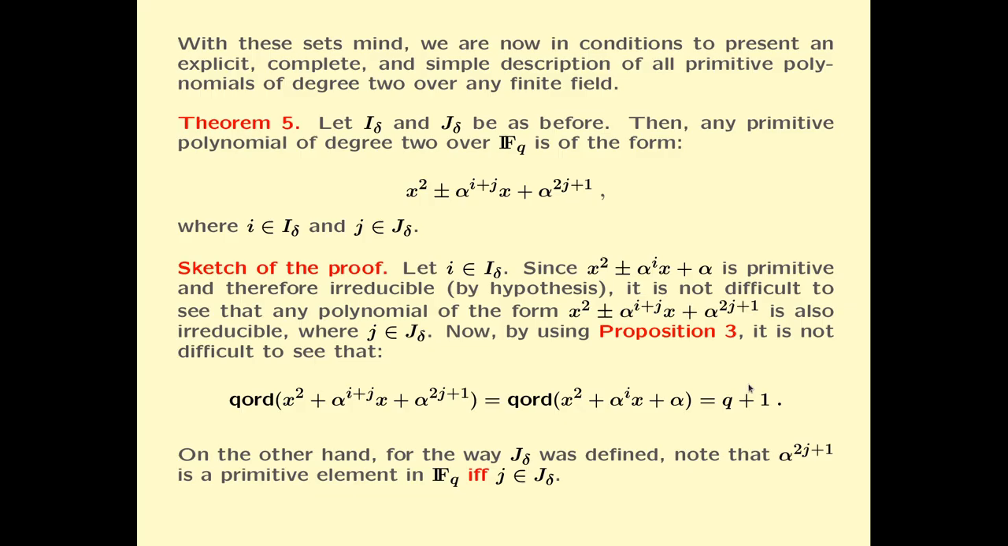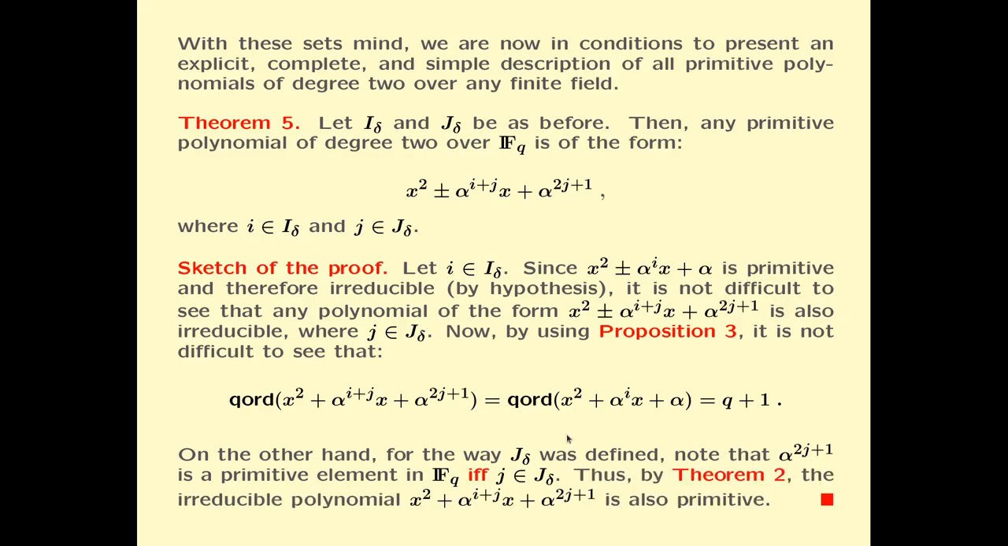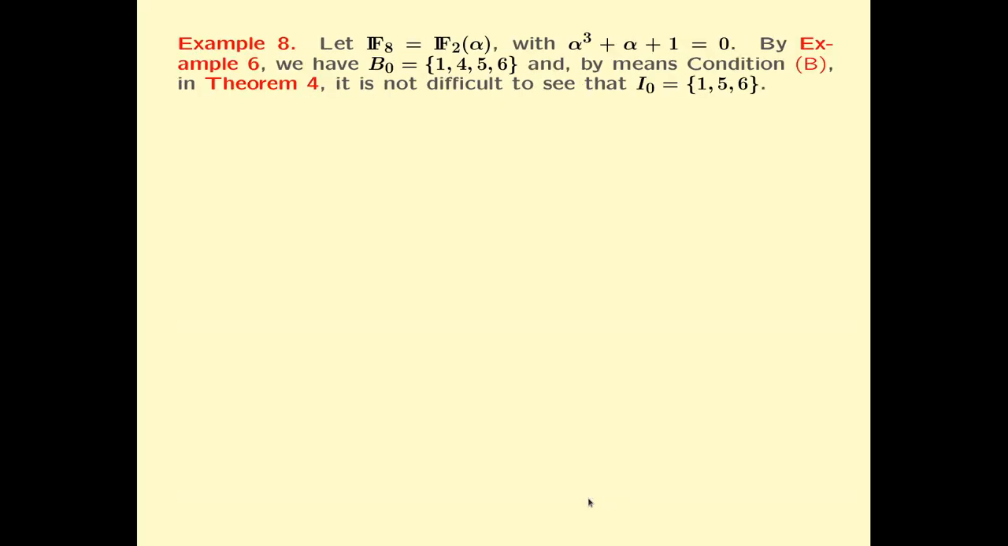On the other hand, for the way the set capital J delta was defined, note that the element alpha to the 2J plus 1 is a primitive element in the finite field of Q if and only if the exponent J is taken in the set capital J delta. Thus, by theorem 2, this irreducible polynomial is actually a primitive polynomial.